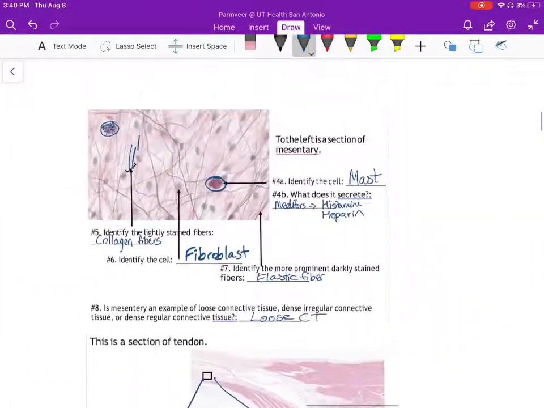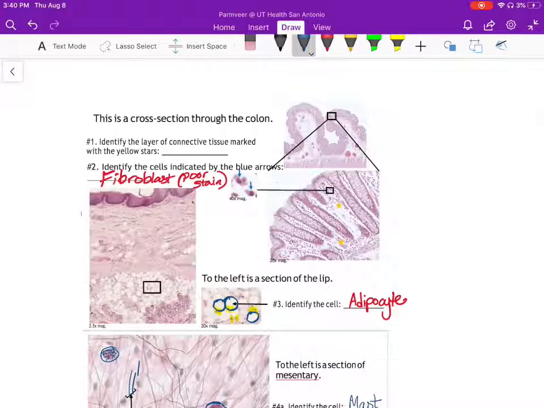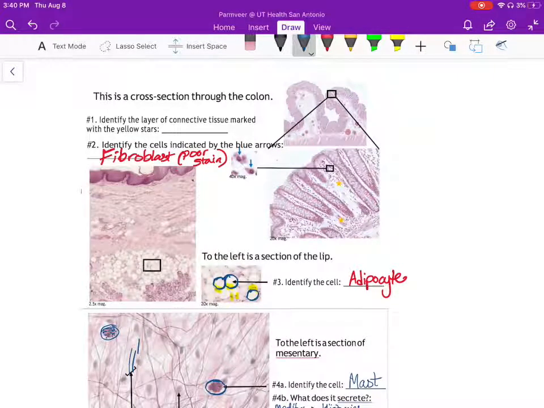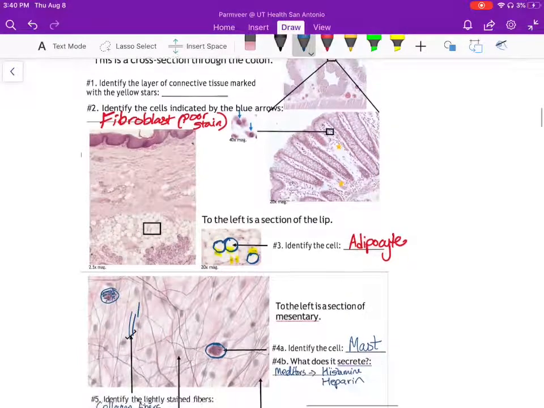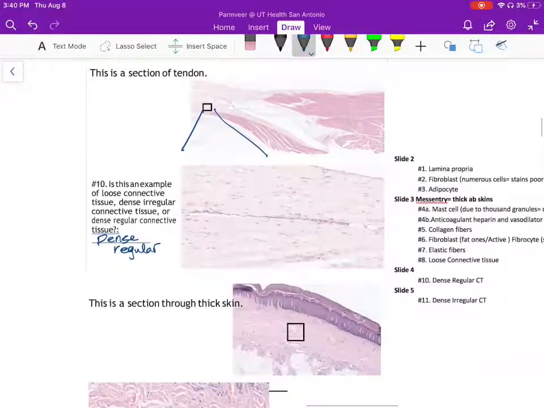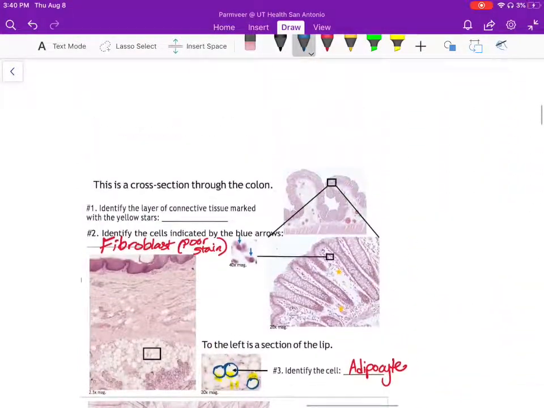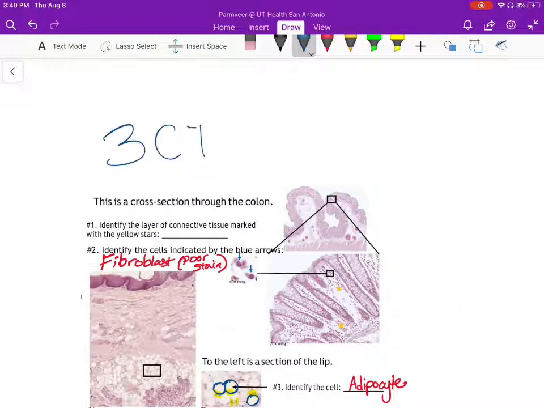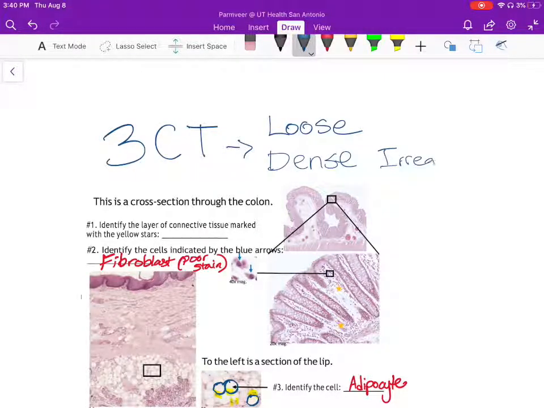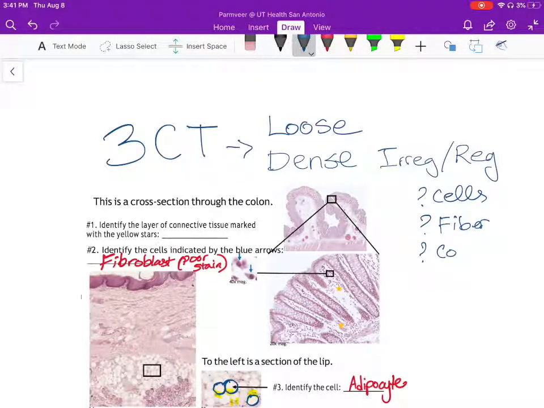Okay, so that was our quick review of how to look at different types of connective tissues, what makes them up, what are the cells, how to look at the fibers, what type of fibers, and what type of staining is involved in our three types of connective tissue. So the only thing you have to worry about is three connective tissues: loose, and then dense, irregular and regular. And basically just know what are the cells, what are the fibers, what about collagen and staining, and those kinds of principles that we covered in the beginning of this video.